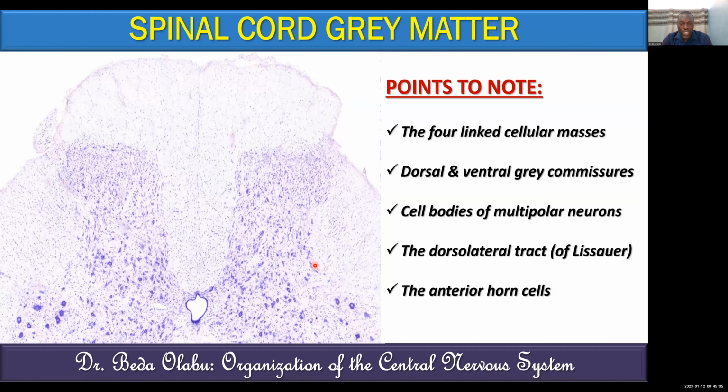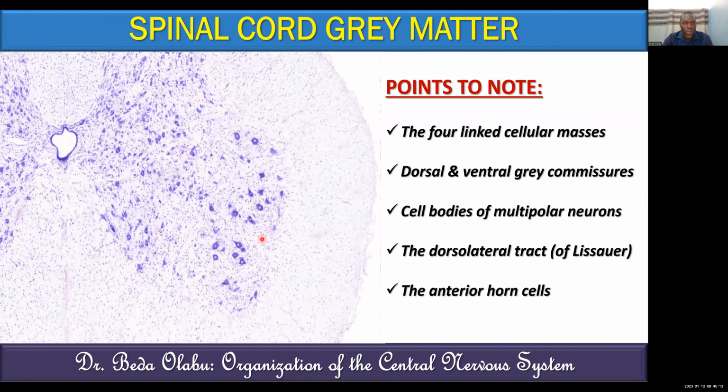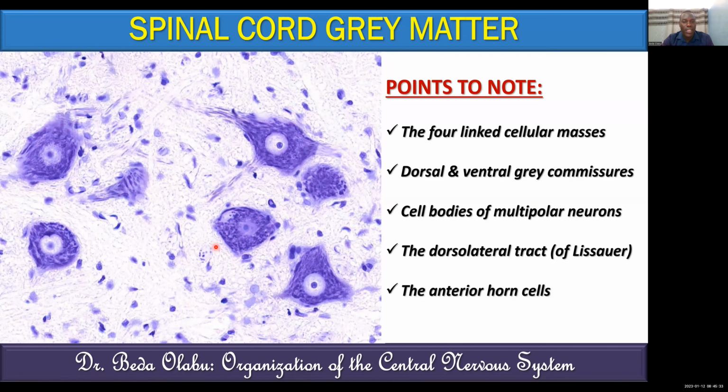I want also to mention to you something on the anterior horn, the anterior horn cells. Now look at the anterior horn of the spinal cord gray matter and note that the cells, the multipolar neurons in this region are predominantly larger compared to the other regions. We call these cells the anterior horn cells, or the ventral horn cells of the spinal cord. This is how they look like at a high magnification. They are multipolar neurons. They function as lower motor neurons of the spinal cord.